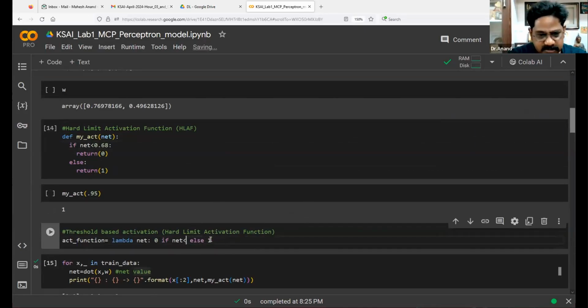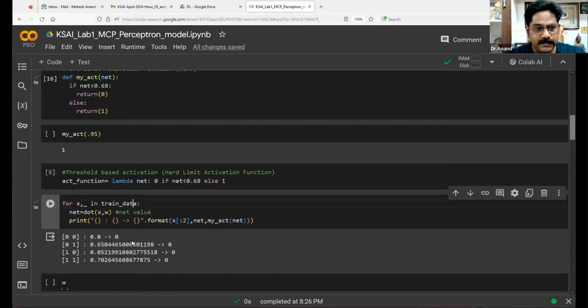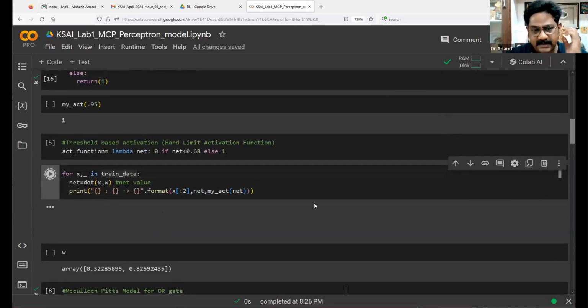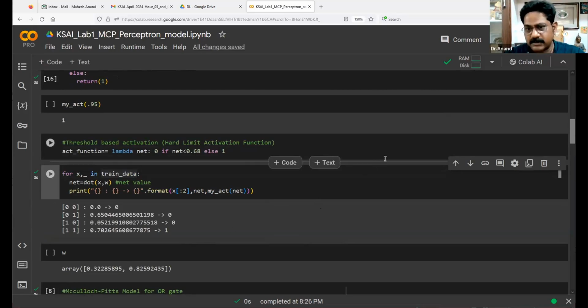Either use this function or this function. Let me use my act here. So I updated the threshold. This time I will get 0, 0, 0, 1. So this is the simple and straightforward logic of convergence.